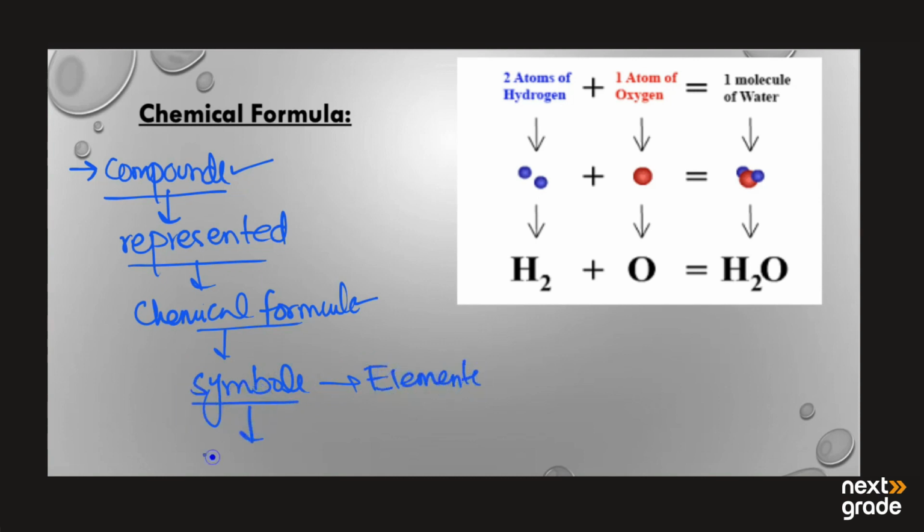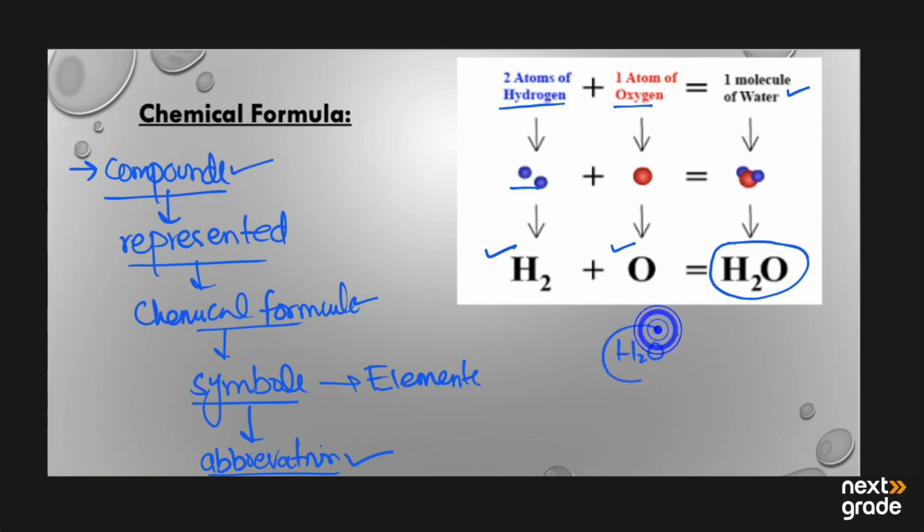Symbols are basically the abbreviations used to write the element. Here we have an example. If we have two hydrogen atoms, it is written as H2, and one oxygen atom is written as O. When they combine, they form one molecule of water, written as H2O. Here H2O is the molecular formula, or the chemical formula, for the water molecule.